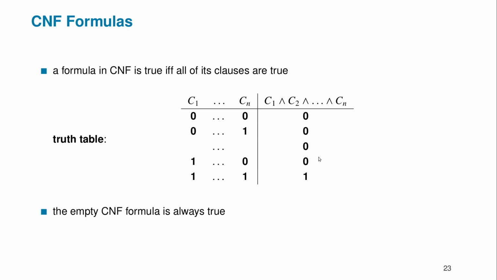And the empty CNF formula is always false. We can write therefore the empty CNF formula also as top, because there is no clause in there which can falsify the formula. Clauses are constraints, and if all constraints are true, then the formula is true. If there is no constraint that could be falsified, the formula is true.